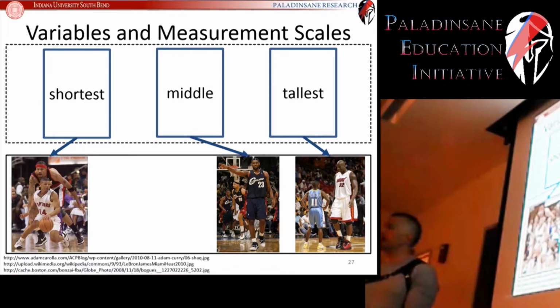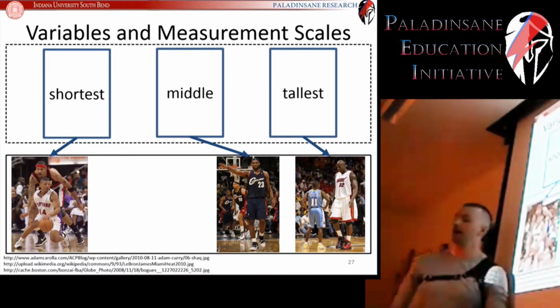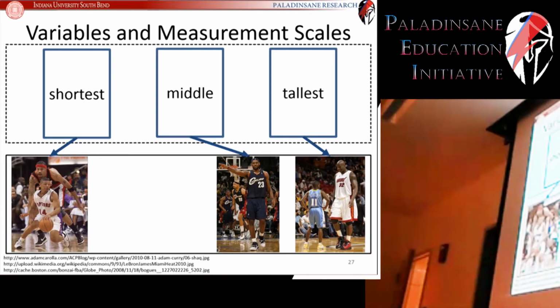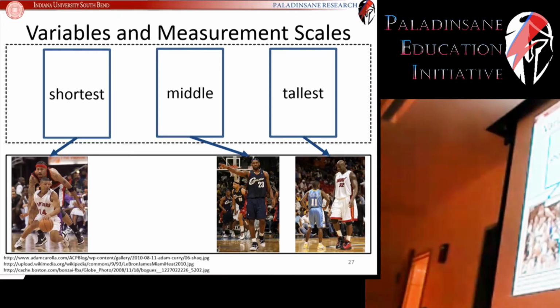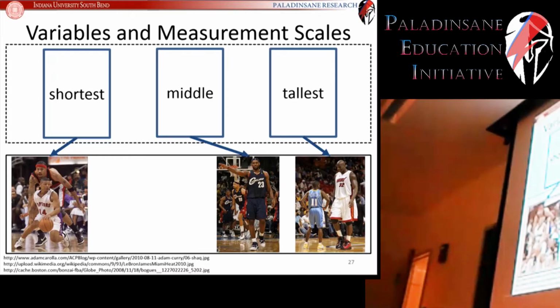It's also very valid. We think we're measuring height, and in fact we are measuring height. However, notice that there's no real distance between shortest, middle, and tallest in our measurement scale. So as far as these are three separate categories, they're equally distant from each other. But notice that for Muggsy Bogues, shortest to middle is a huge change in real life, the true heights, whereas from middle to tallest, it's a small little change.